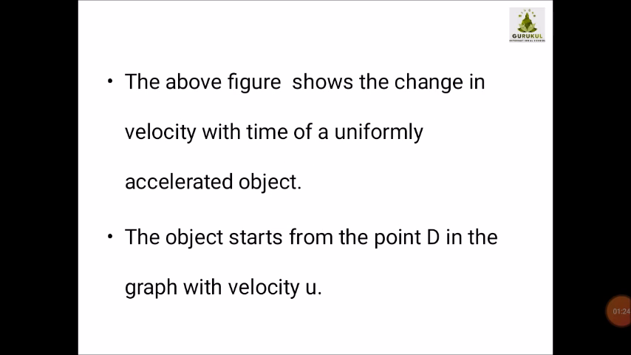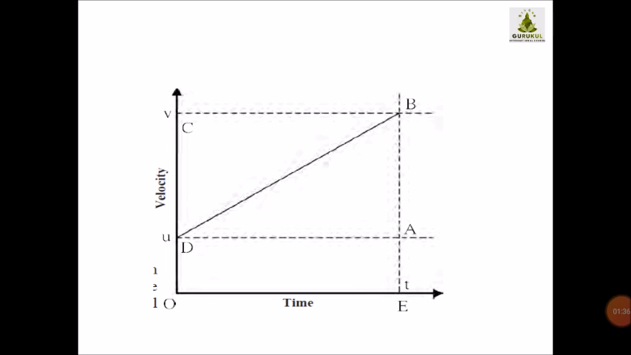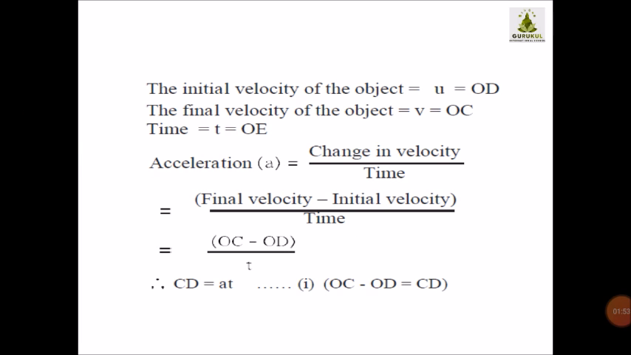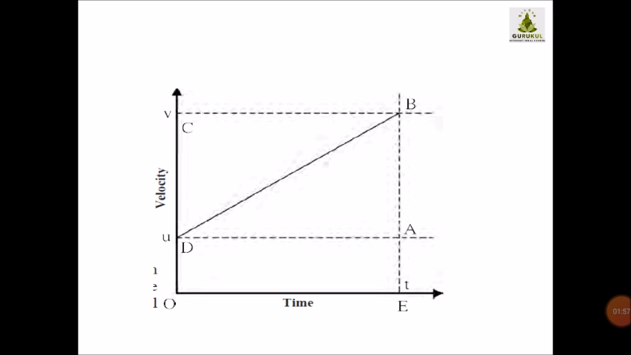Now see children, the above figure shows the change in the velocity with time of a uniformly accelerated object. The object starts from the point D in the graph with a velocity u. The point D is visible to you all, on the y-axis above O. So D is having the initial velocity u, and the initial velocity of the object is u, which is also represented as OD.